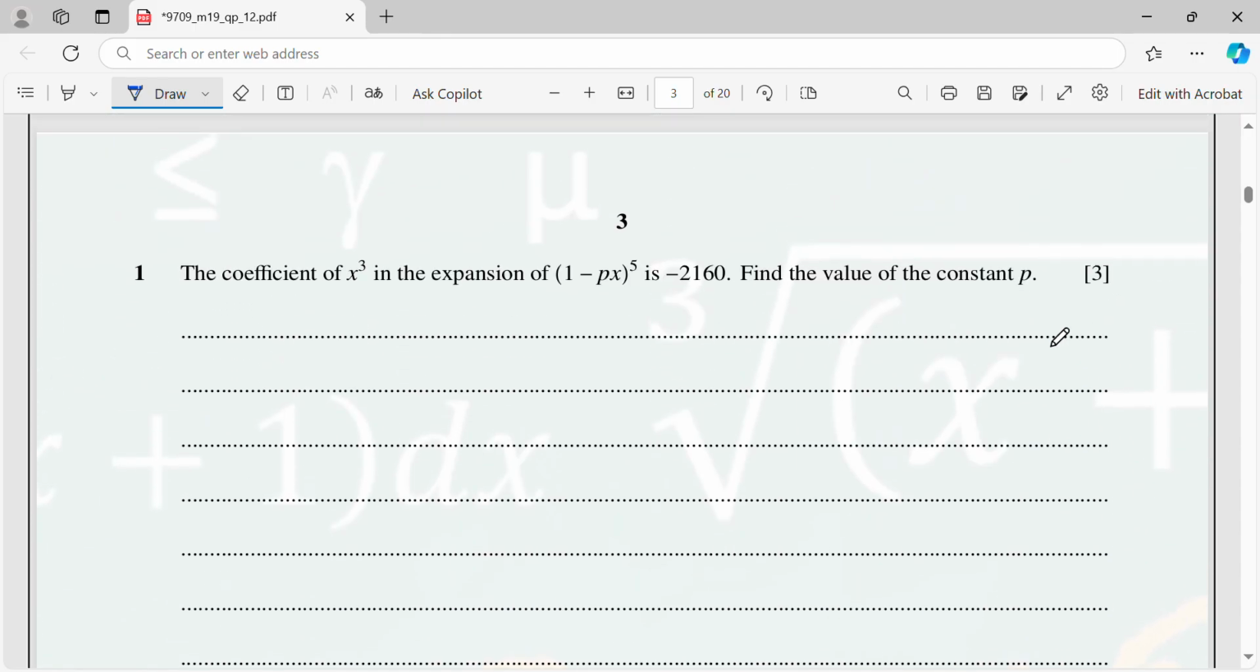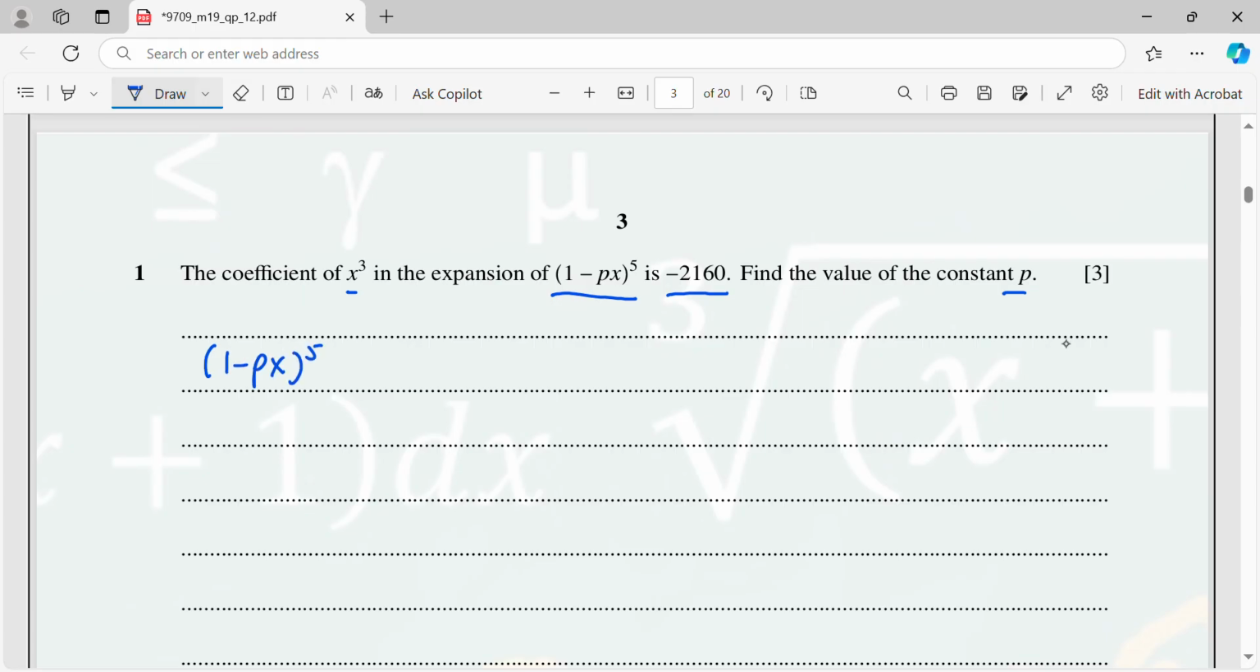For question number 1, the coefficient of x cubed in the expansion of (1 minus px) to the power of 5 is negative 2160. Find the value of the constant p. Since you are given the coefficient for x cubed, I will be doing the binomial expansion.